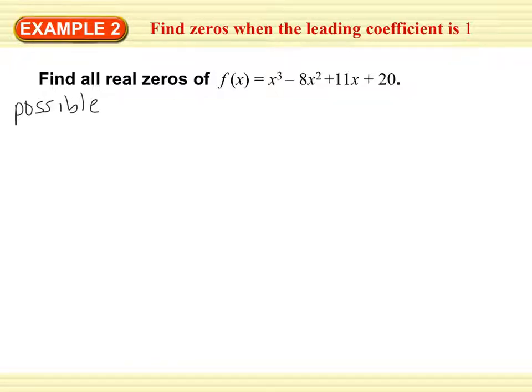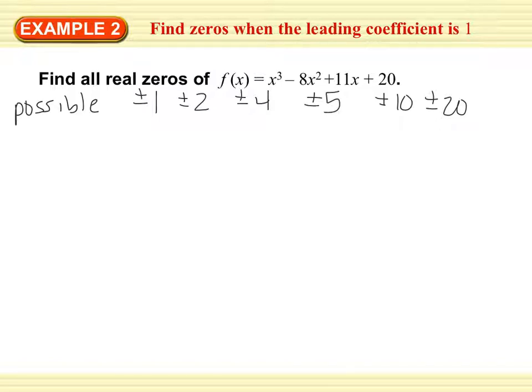We have 20, which is 1 times 20, 2 times 10, I ran out of space. 2 times 10, 3 doesn't work, 4 times 5. Those are all our possible zeros.